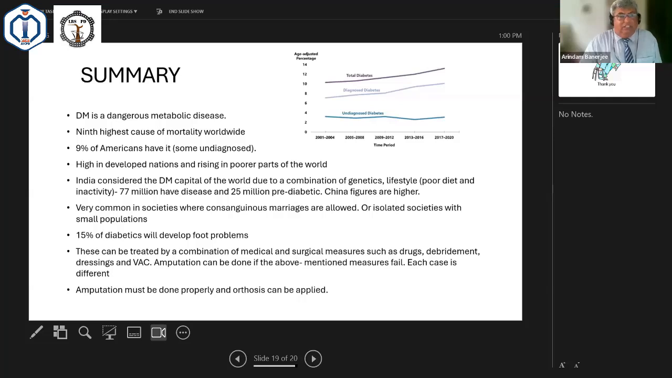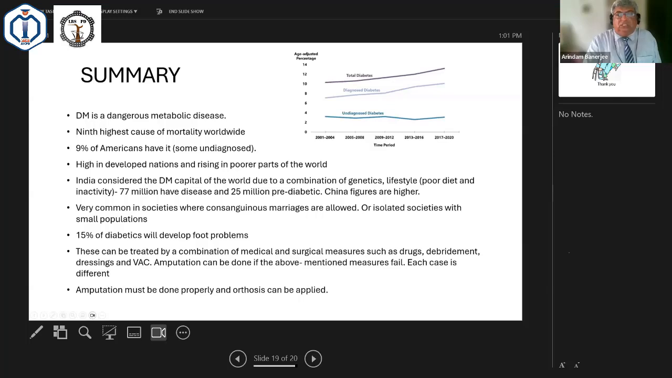So it's very serious. 9% of Americans have it, though some of them are still undiagnosed. You can see this curve here. You have total diabetes and you have diagnosed diabetes and undiagnosed diabetes. I'm sure in India, in Egypt, undiagnosed is very important, and we don't know about many cases we are dealing with. So we have to have a high suspicion, we have to be careful about this.